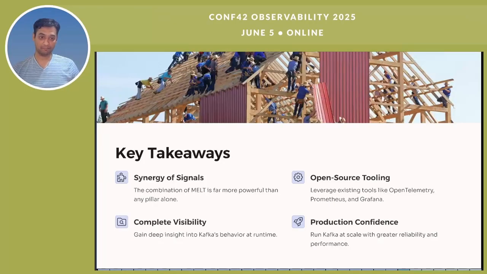Yeah. So key takeaways for me has always been the synergy of signals. Use the combination, right? The MELT stack is important. Use the ones which are most important for you and then instrument the other ones as needed, right? I love open source tooling. You can pick your choices how you like. It gives you much better visibility if you instrument the entire stack, but you can choose or start with metrics and logs, and that will give you more than enough to start off and manage your Kafka clusters with confidence.